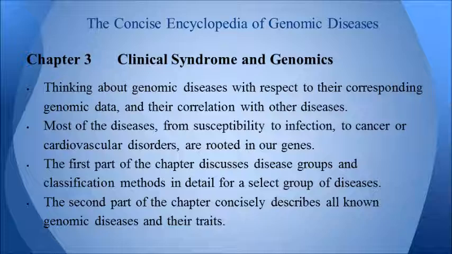The first part discusses in detail the disease groups and classification methods for a select group of diseases. The second part of the chapter concisely describes all known genomic diseases and their traits. For instance, by studying neurology, one can focus only on the neurologic disease. However, by overlooking the genomic information that is in the same locus, the traditional method will miss important clinical information. Instead, the new method will avoid dropping important clinical and genomic information.